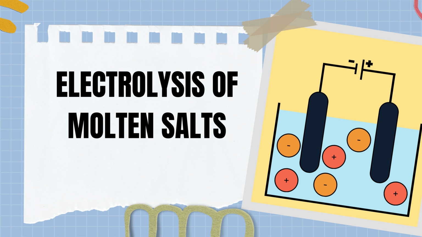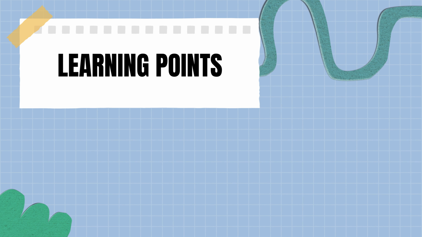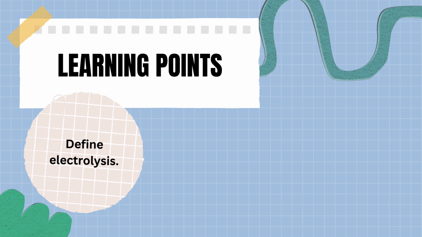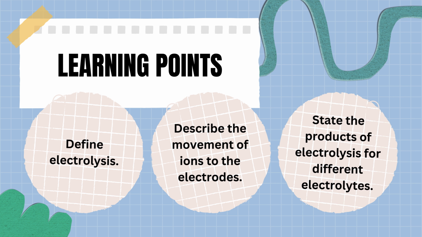Today we will study electrolysis of molten salts. First of all, we will study the learning points of electrolysis. First, we will define electrolysis and then describe the movement of ions through the electrodes. Lastly, we will study the state products of electrolysis for different electrodes.